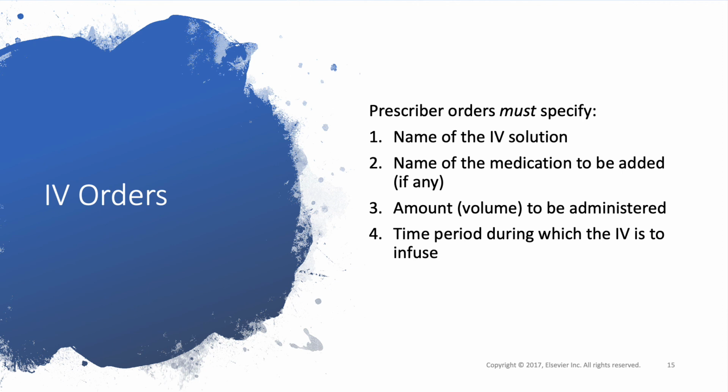So for instance, they may write an order for normal saline. The provider would write 0.9% normal saline or just normal saline at 125 milliliters per hour continuous. Or they may write normal saline 0.9%, 500 milliliter bolus now, or over an hour. Those are examples of what you might see.